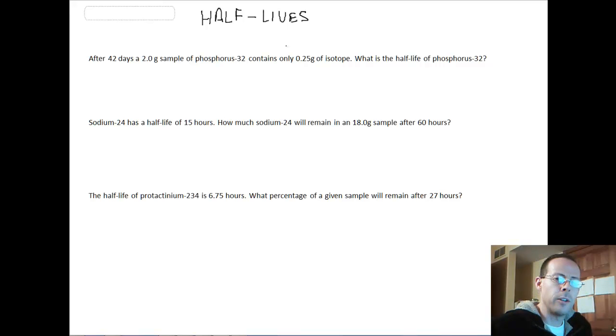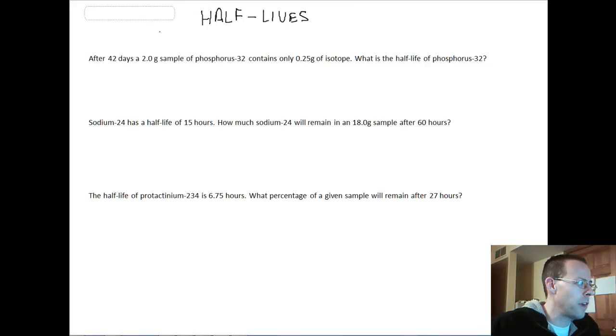And the thing you want to do is determine how many half-lives occur. And that's the first step you're going to do for all these problems. So if we look at this first one, after 42 days, a 2-gram sample of phosphorus-32 contains only 0.25 grams of isotope. What is the half-life of phosphorus-32? So again, our first thing that we want to determine is how many half-lives occurred.